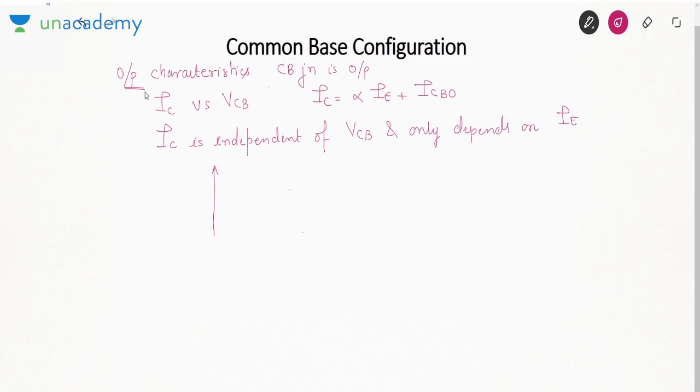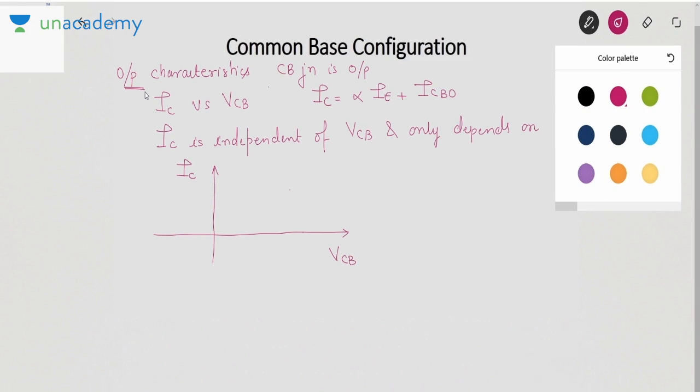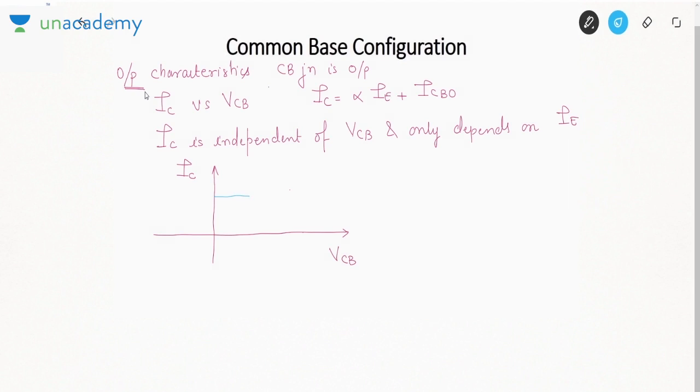So ideally, what happens if I draw the graph between IC and VCB? This graph will come out to be constant, or you can say a straight line like this. Okay, that is an ideal case. I will tell you why it is not practically occurring, but remember IC depends on IE and that is why I am saying it is independent of VCB.